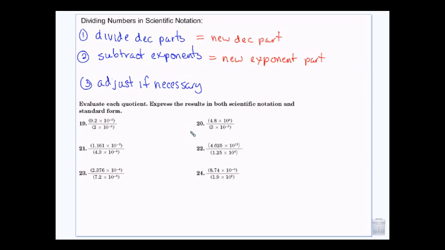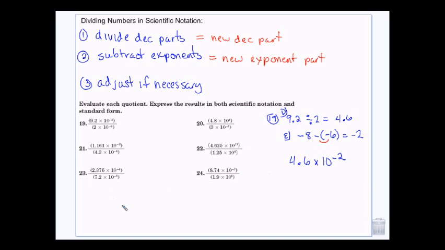Okay, so if we look at, let's say, number 19, I'm going to do 9.2 divided by 2. That's my decimal part, which is going to give me 4.6. And then my exponent part, I'm going to do -8 minus -6. Minus negative becomes a positive, so that's going to give me -2. So my answer on this is going to be 4.6 times 10 to the -2. Okay, I got that.